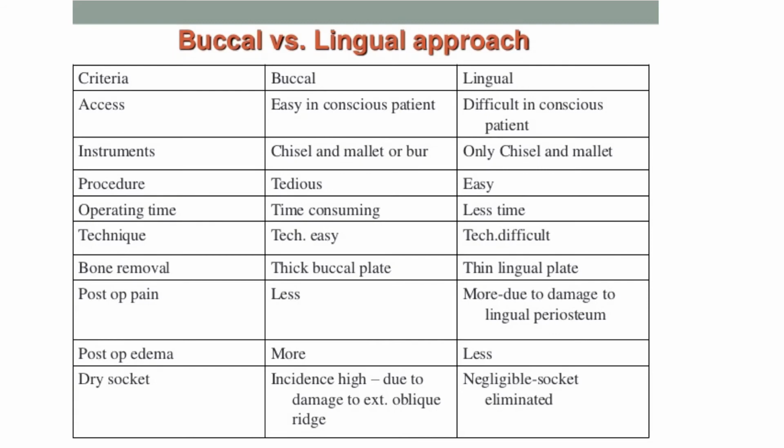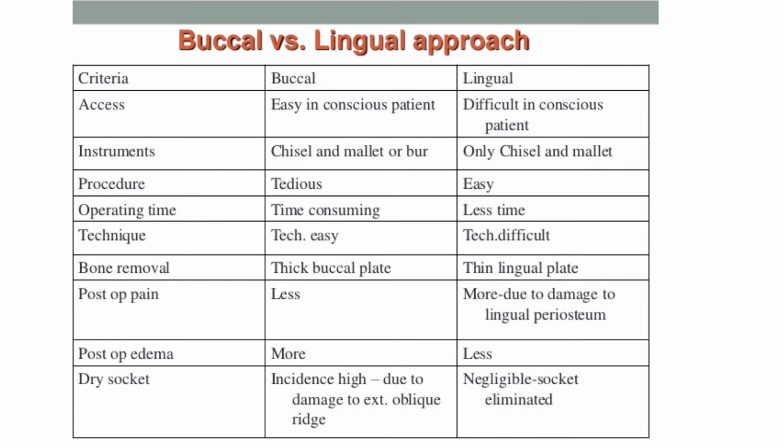Let's see the differences between buccal and lingual approach. Accessibility will be easy in a conscious patient in the buccal approach, whereas it is difficult in a conscious patient in the lingual approach. Instruments used in the buccal approach include chisel and mallet or burr and handpiece, but in the lingual approach only chisel and mallet can be used. The procedure is very tedious in the buccal approach and easy in the lingual approach. Operating time will be more in the buccal approach, whereas it is less in the lingual approach.